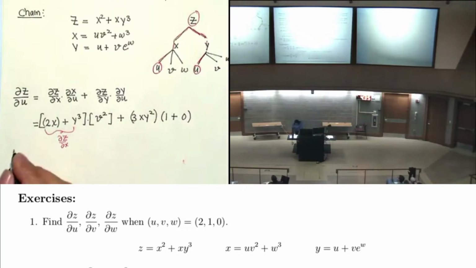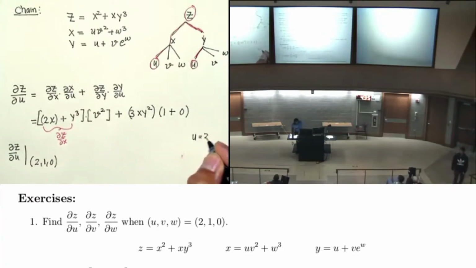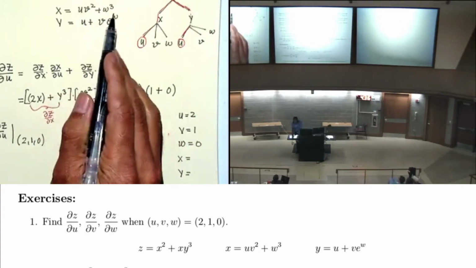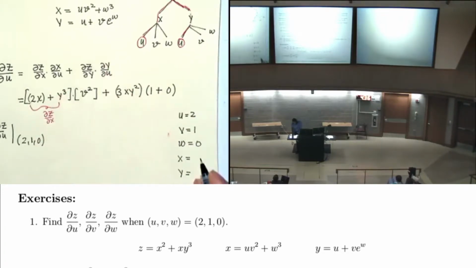But they ask you to compute the partial derivative of z with respect to u at a specific point, which is 2, 1, 0. What does that mean? It means u is 2, v is 1, and w is 0. Okay? If this is the case, what are x and y? If I plug in u equal to 2, v equal to 1, and w equal to 0, this is a 2, and this is a 1, plus 0 squared, that becomes 2.